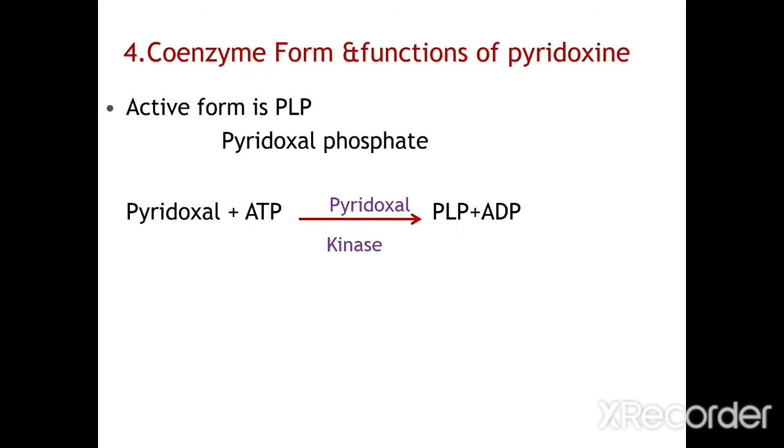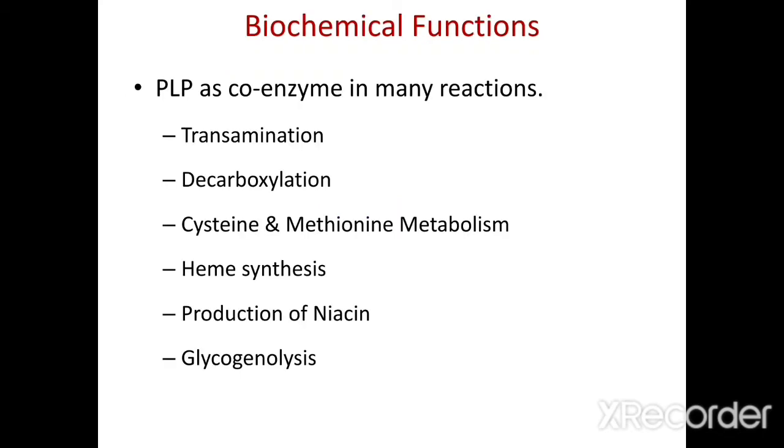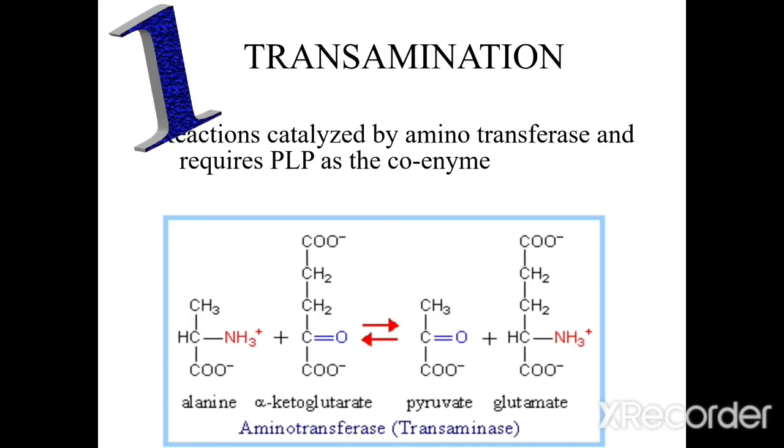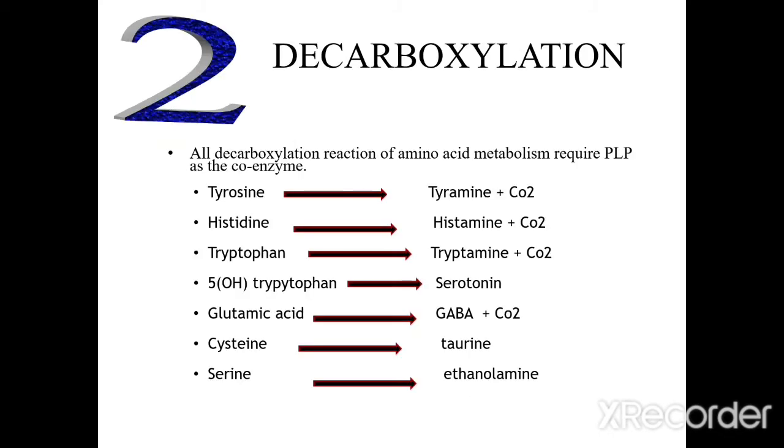The active coenzyme form of pyridoxine is pyridoxal phosphate, that is PLP. And PLP as coenzyme is required in many reactions like transamination reaction, decarboxylation, sulfur-containing amino acid metabolism, heme synthesis, production of niacin and glycogenolysis. Transamination reactions are catalyzed by a group of enzymes known as aminotransferases, and these aminotransferases require pyridoxal phosphate as the coenzyme. All decarboxylation reactions of amino acid metabolism require pyridoxal phosphate as the coenzyme.